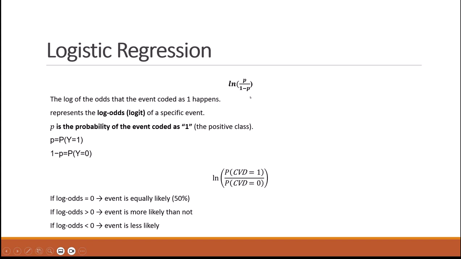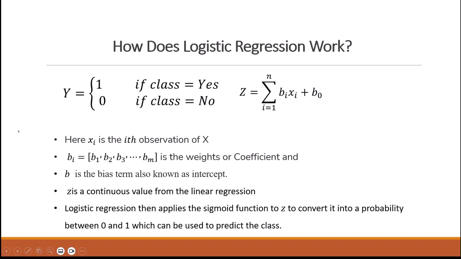So if the log odds is 0, it means that the event and the complementary event have equal likelihood, equal to 50%. If the log odds is more than 0, the event is more likely than not, and if the log odds is less than 0, the event is less likely to happen. So, consider that we have two classes, one of them is yes and the other one is no, and we just assign binary values to those classes.